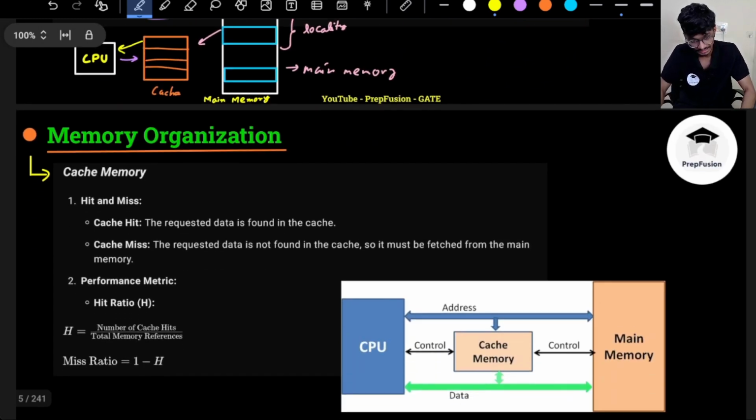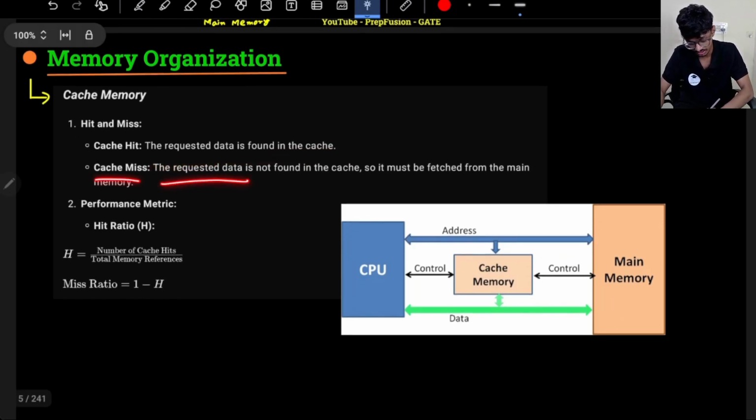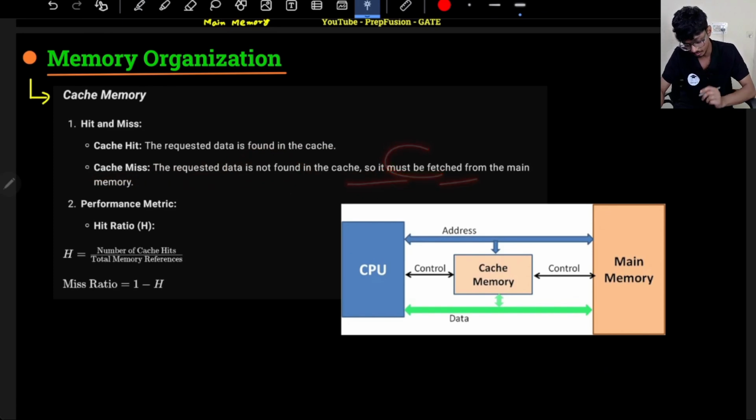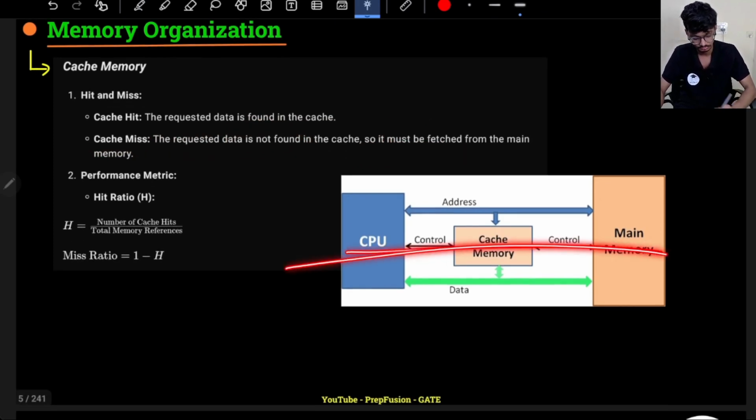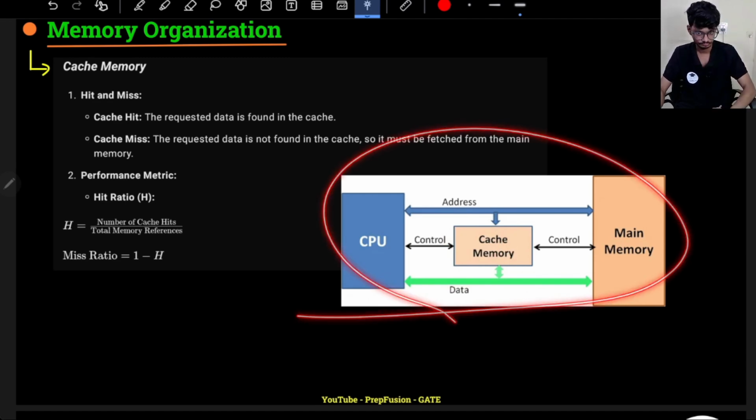There are a few terms that I already explained. Cache hit is when the requested data is found in the cache, and cache miss is when the requested data is not found in the cache, so it must be fetched from the main memory to the cache. So this is how the data transfer happens. Either the data will be fetched from the main memory and stored in the cache memory as well as sent to the CPU, or if it is already present in the cache memory, the data will come directly from the cache memory only. Okay, so this is the basic block diagram.